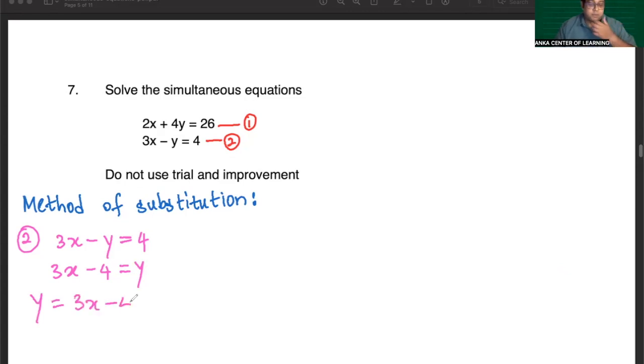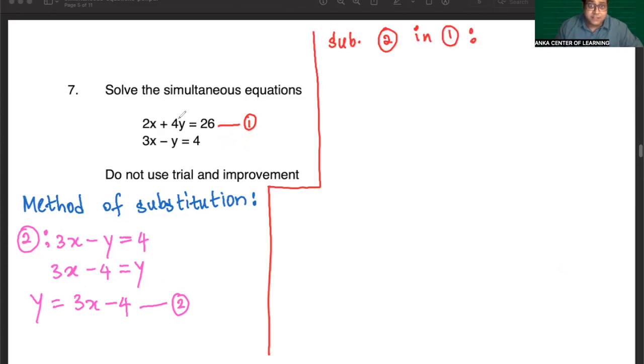I have isolated y, or made y the subject, and I now have equation 2 as y equals 3x minus 4. Since I've labeled this as equation 2, I'm going to erase the old one, just to make sure that you do not get confused as to which equation 2 represents. Now I substitute equation 2 in equation 1.